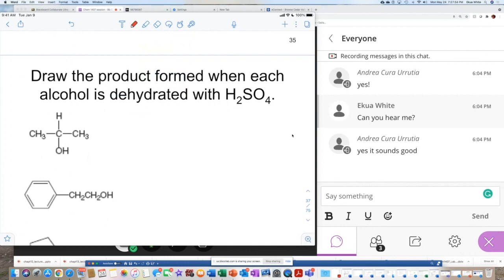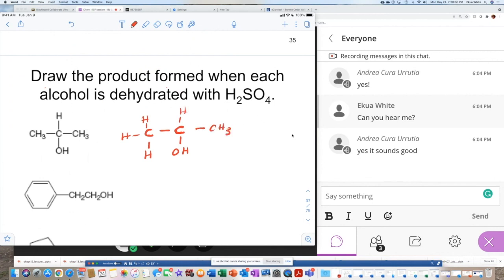Anyway, so draw the product formed when each alcohol is dehydrated with sulfuric acid. We have to find the carbon that will support our alcoholic carbon. Okay, so this is my alcoholic carbon right here, right? So I'm going to pick the carbon on the left to be the one that's supporting it. Then the one on the right, I'll leave like that, okay?